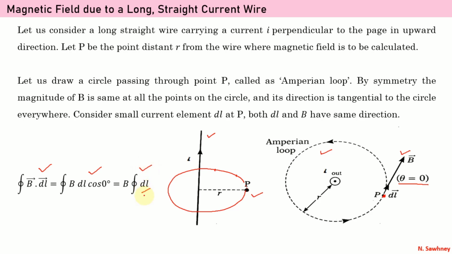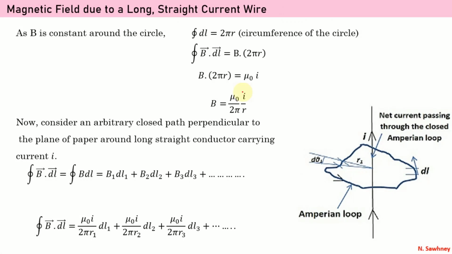And what is total length dl? It will be the circumference of this circle, that is the Amperian loop. It will come out to be 2 pi r. Putting this value here, we will obtain the magnetic field as mu naught I upon 2 pi r.